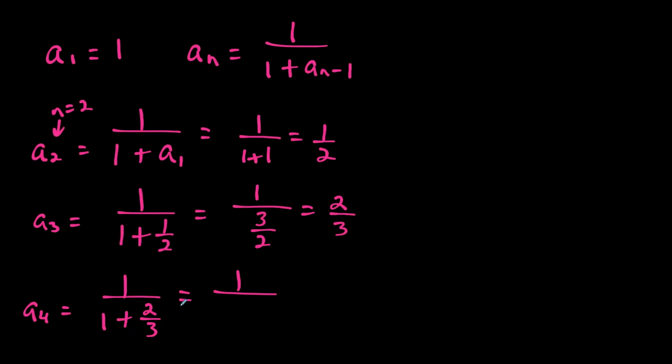And then I have 1 over, this is 3 over 3 plus 2 over 3, which is going to give us 5 over 3. So then we flip this, and this is going to work out to 3/5.